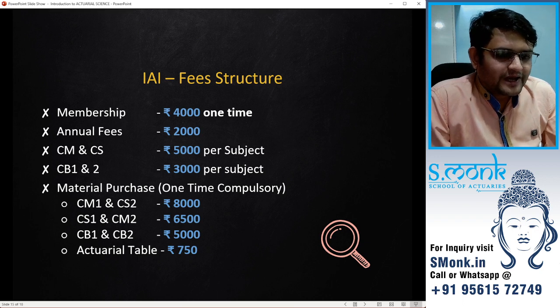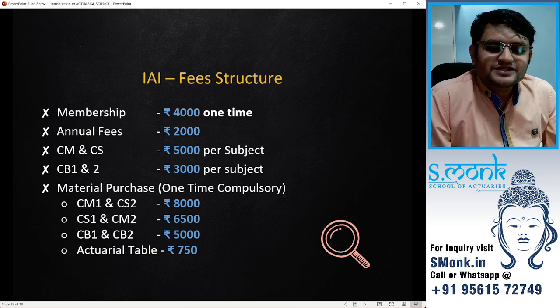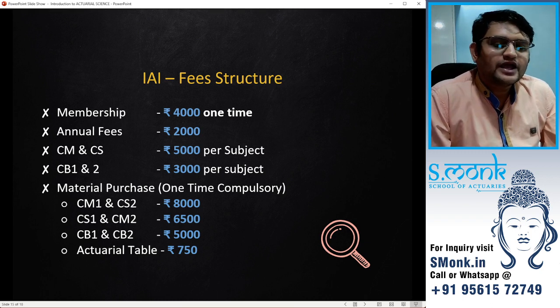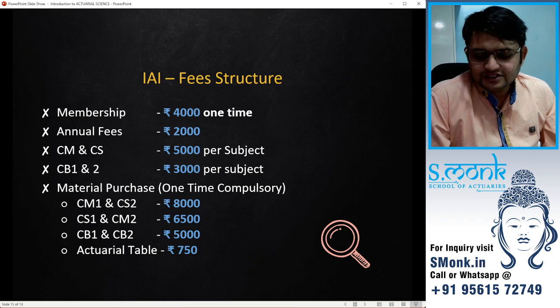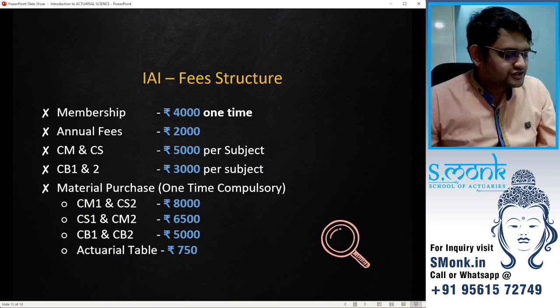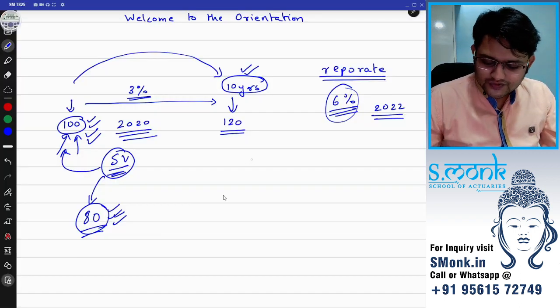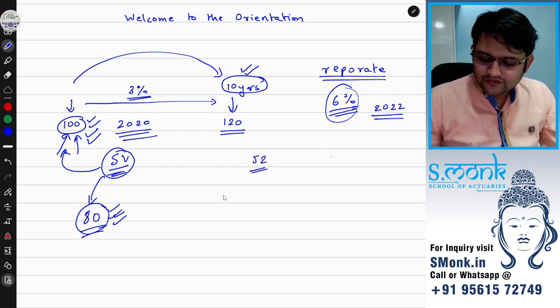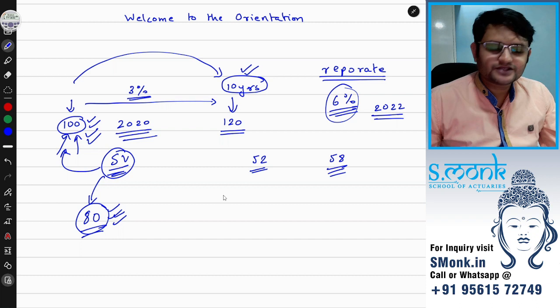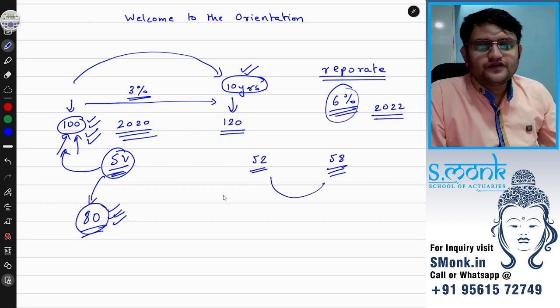Then what is the passing criteria of IAI? For IAI, they have fixed the passing marks at 50, but for IFOA, it is variable passing marks. So it usually varies from 50 marks to 60 marks depending on how difficult the paper was. Usually the passing mark is about 52, but we have seen passing marks as high as 58 as well. It varies according to the difficulty of the paper.